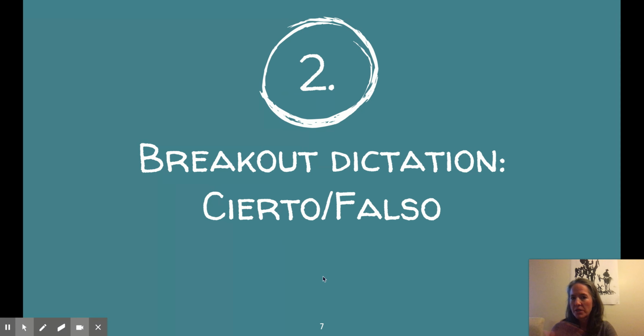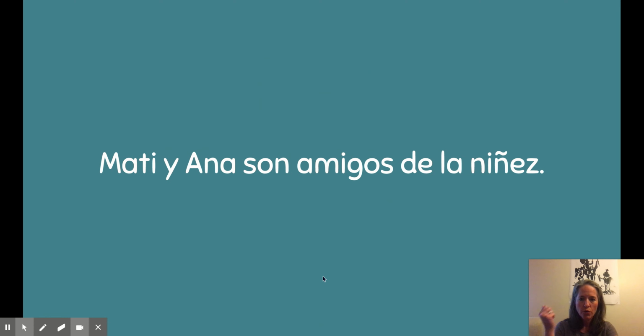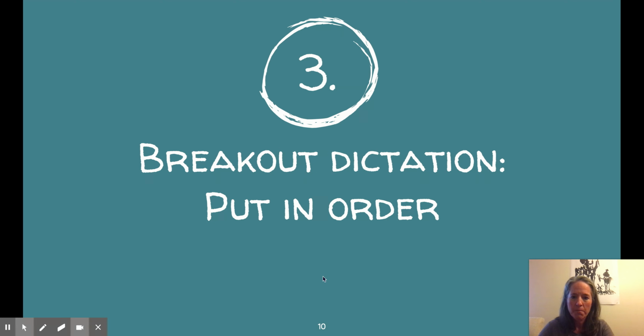Another option is just CIERTO, FALSO. So one student will come back. Mati y Ana son amigos de la niñez. So they would have to write that or memorize it, but they'd probably be writing it. And then they go back to their group and say it. The group writes it and then writes if it's true or it's false.